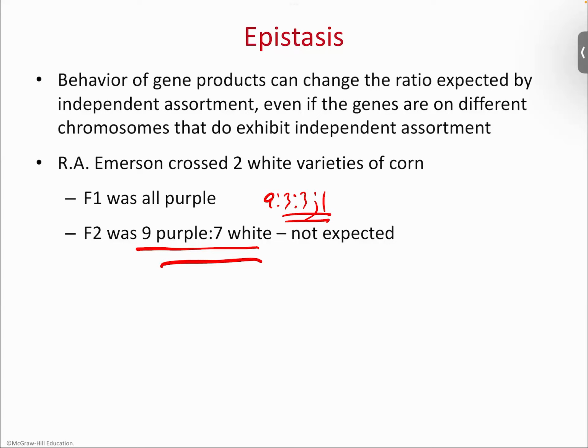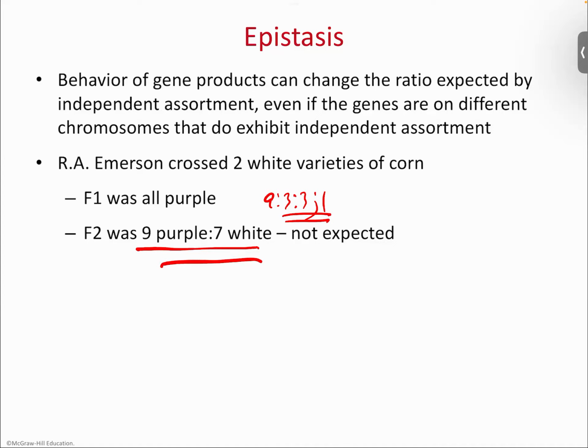That basically means he did a dihybrid cross. But guess what? Those two genes were not random. They were talking to each other, right? So what was happening in one affected what happened in the other. So that's what epistasis is. Now, what I want to do is use the most basic example, and then we'll take a look at Emerson's corn work.